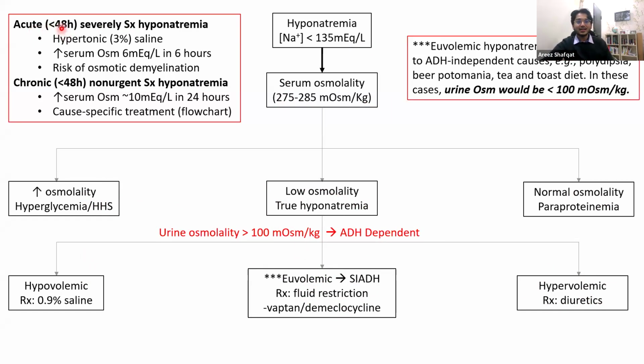If it develops in less than 48 hours, or if it's severely symptomatic. By severely symptomatic, it means any CNS symptom. If the patient has altered mental status, he's lethargic, or he's having seizures, you should give hypertonic saline. Okay? But it carries a risk of osmotic demyelination. In any other case of hyponatremia, if it develops in more than 48 hours, if it's non-urgent symptoms, if he doesn't have CNS symptoms, you don't give hypertonic saline, you correct the underlying cause.